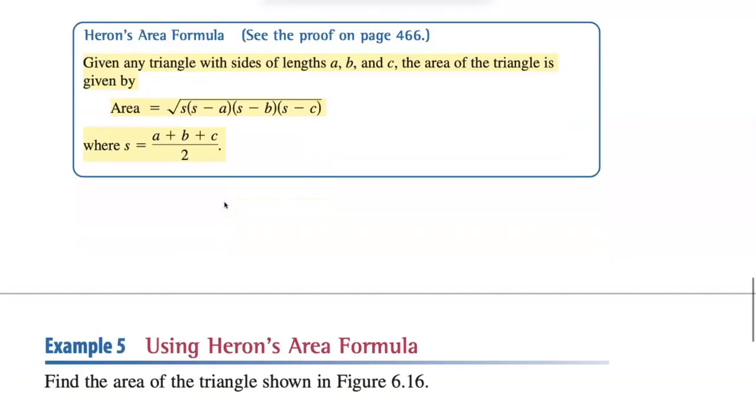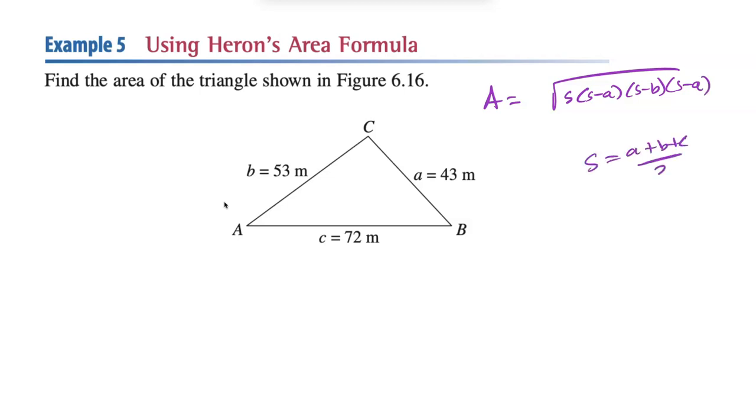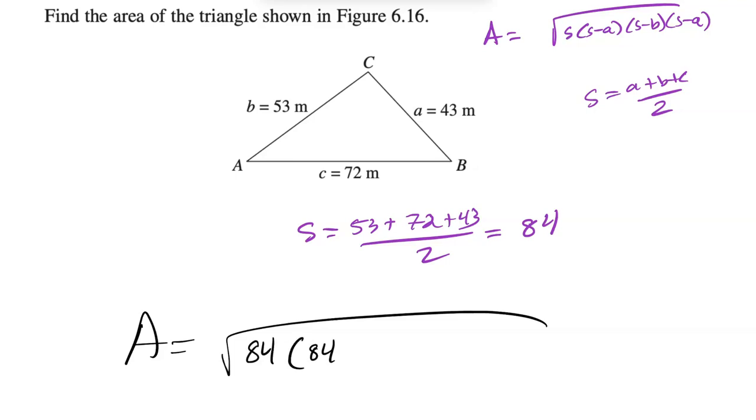That's Heron's formula. And we're eager to find the area of this triangle here. So Heron's formula is the square root of s times s minus a, s minus b, s minus c, where s is a plus b plus c divided by 2. So pretty kind of crazy formula. So first let's find out what s is. So 53 plus 72 plus 43 divided by 2 gets me 84. And now that we have s, we can plug it all into our formula to get the area, which is going to be 84 times 84 minus 72.